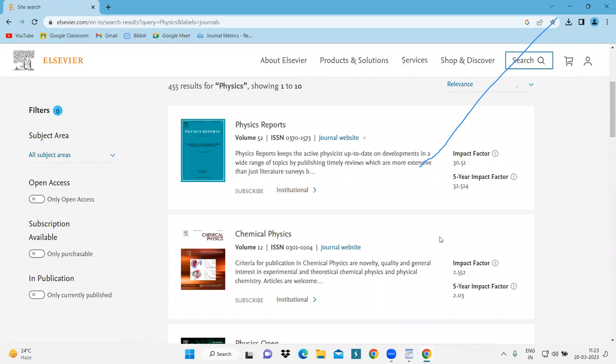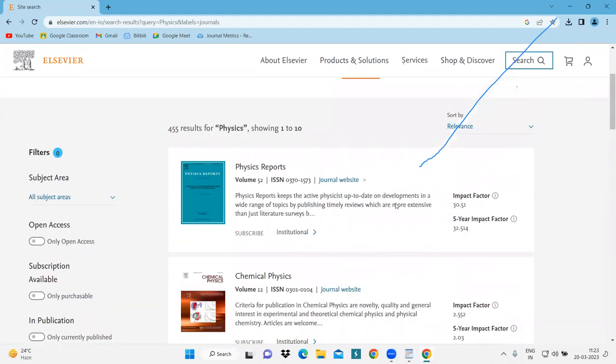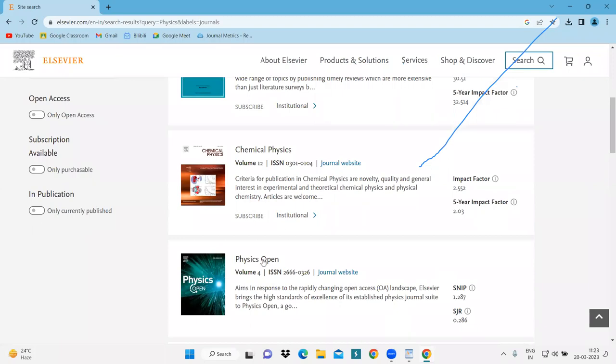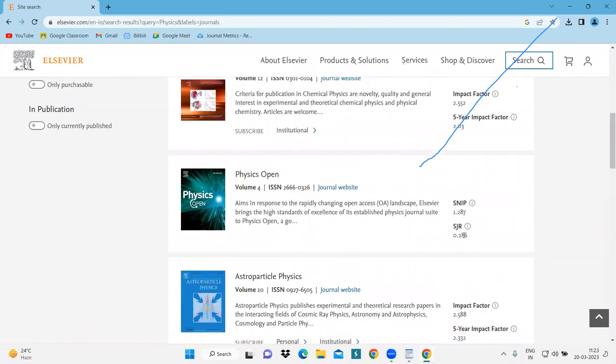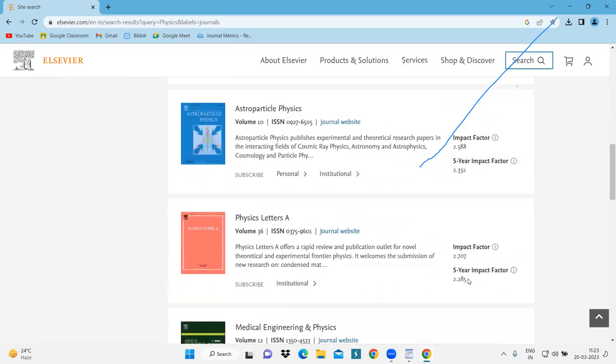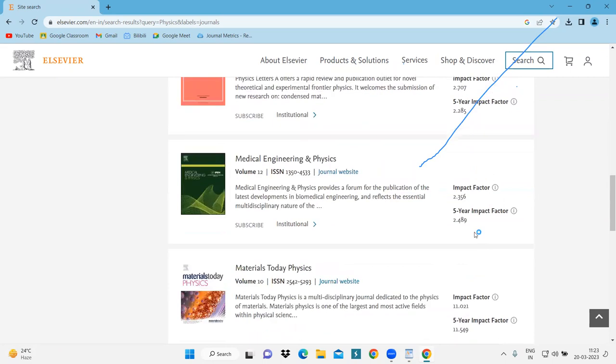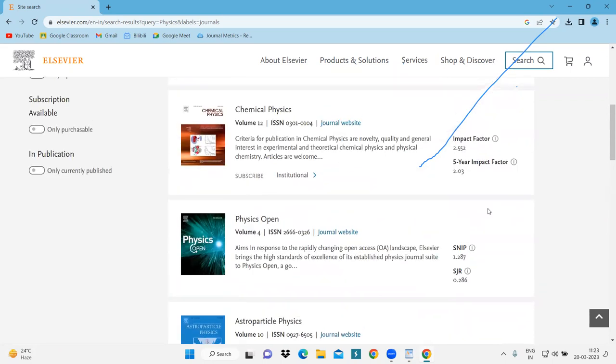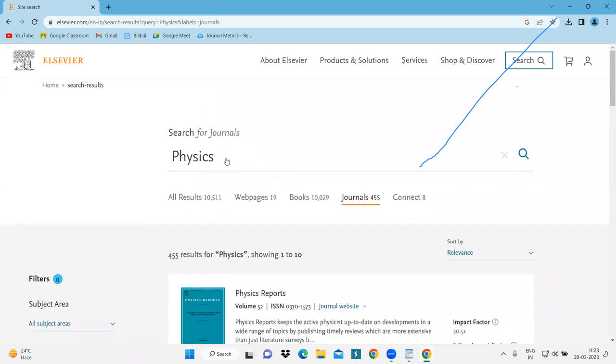So what we have done in these last two classes is what the impact factor of a journal is and how to find it. This is on physics. Another journal, Physics Open, has SNIP and SJR given. Astroparticle Physics impact factor: 2.5, 2.588, 2.707, 2.356. Any other subjects?